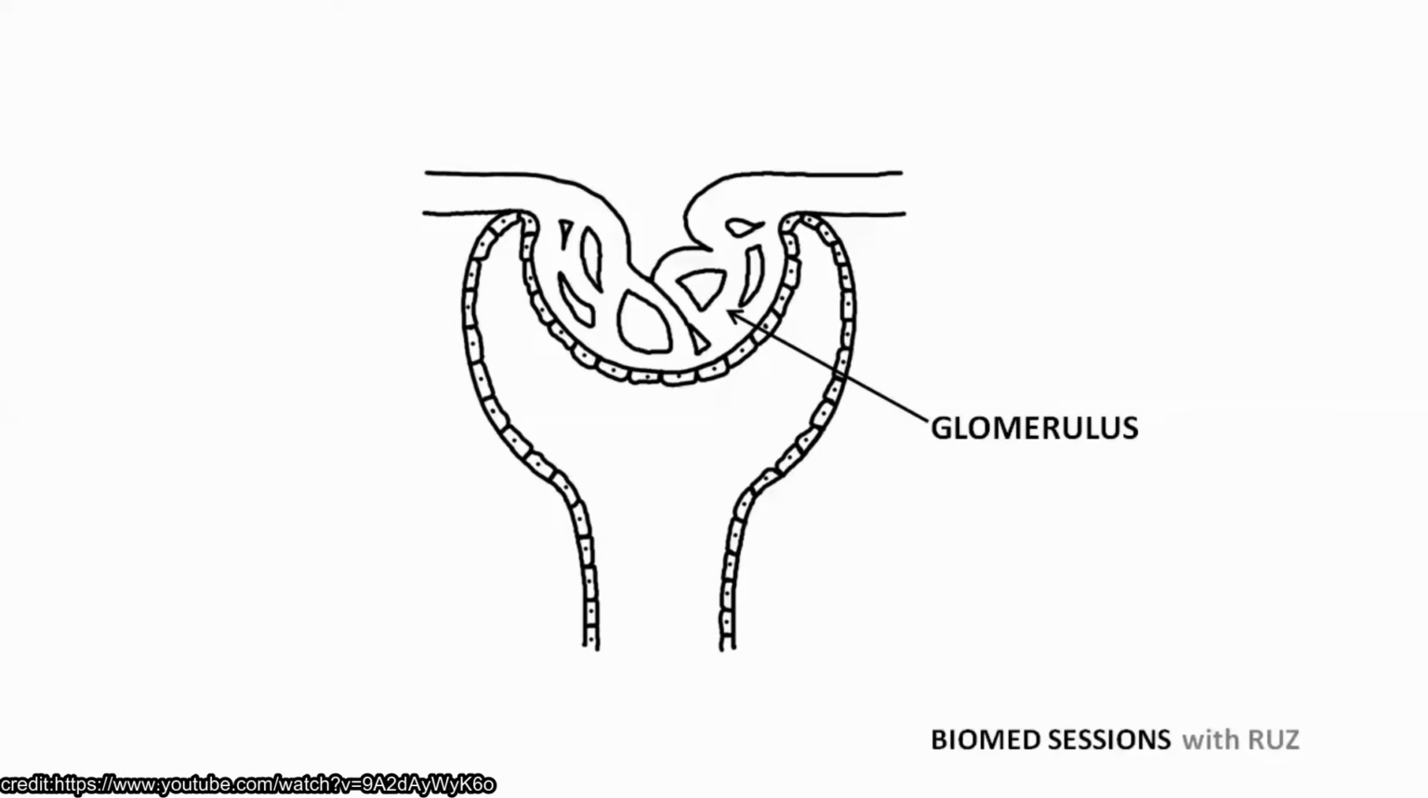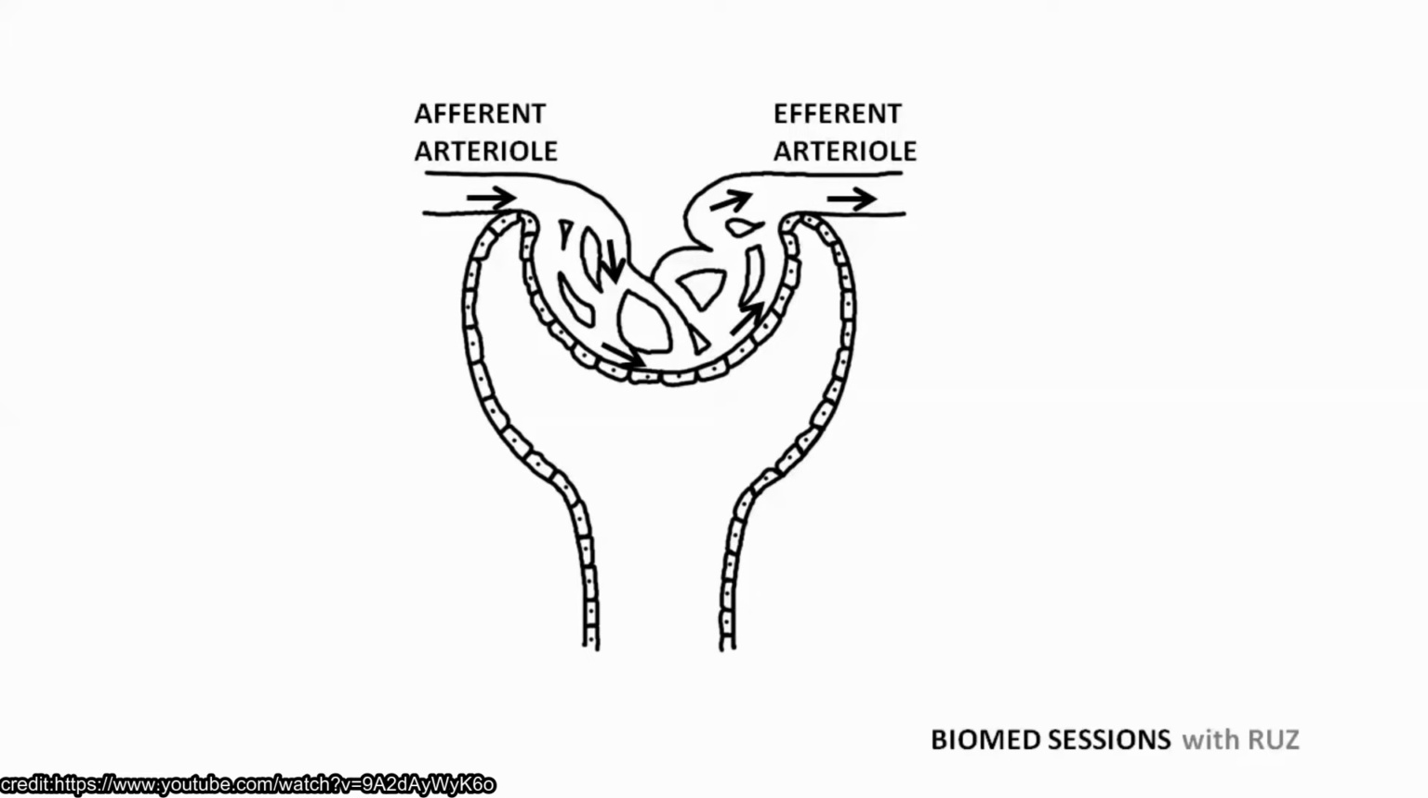which is basically a network of capillaries. The other part is the surrounding Bowman's capsule. Most capillaries have an arterial end and a venous end. This is not the case here, as blood flows through the glomerulus from the afferent arteriole to the efferent arteriole, and as this occurs, components of the blood are filtered out.